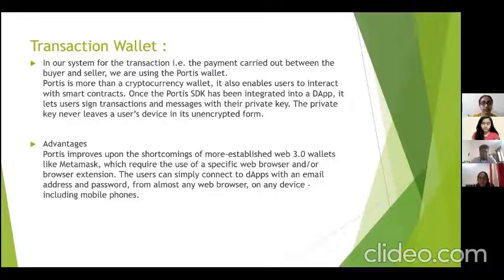Transaction wallet. In our system, for the purpose of transaction, we are using a Potis wallet. Potis is a cryptocurrency wallet which helps users to interact with smart contracts. Once the Potis SDK has been integrated into a DApp, it lets users sign transactions and messages with their private key. Potis helps improve upon the shortcomings of more established Web 3.0 wallets like MetaMask. This is also an advantage of Potis.